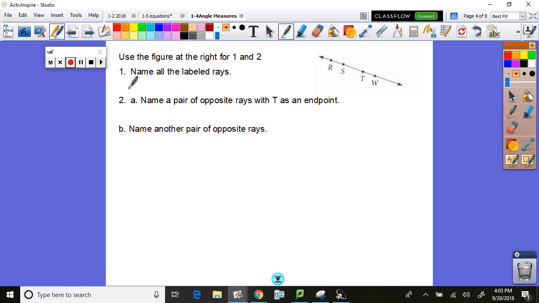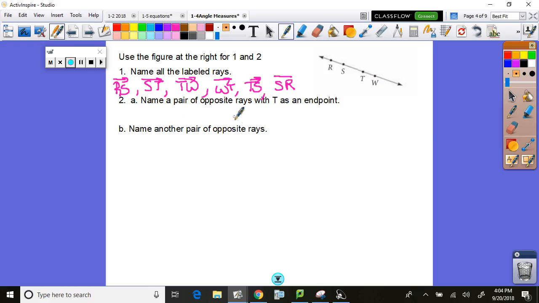So the answer to all the labeled rays would be RS, ST, EW, and then going the other way, we have WT, ES, and SR. Now, I only said RS because ray RS is the same as ray RT is the same as ray RW. Going backwards, it does matter.